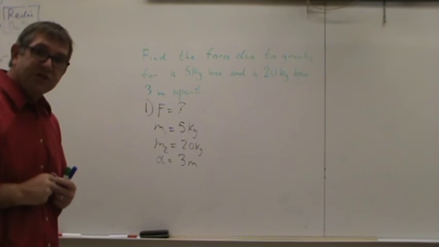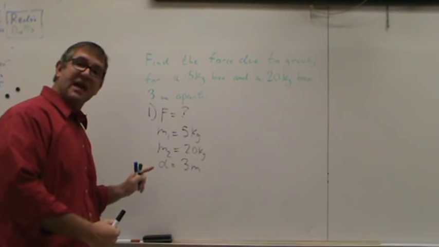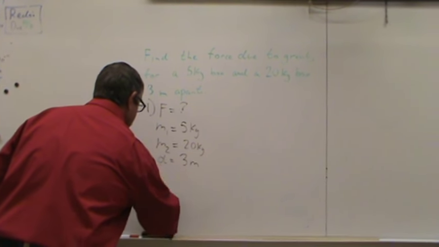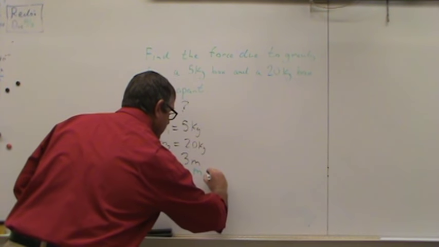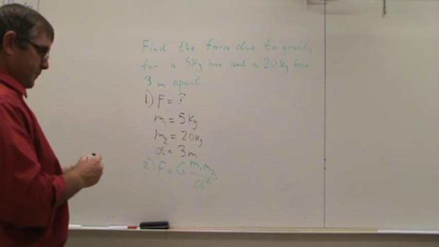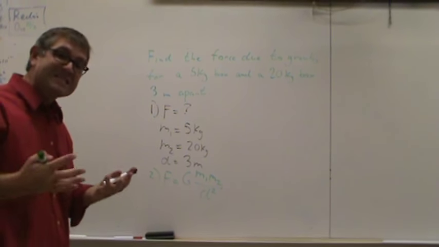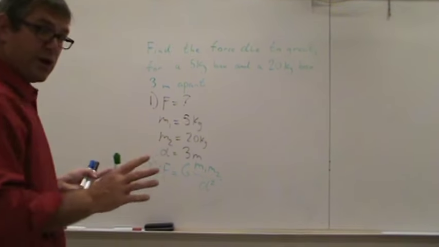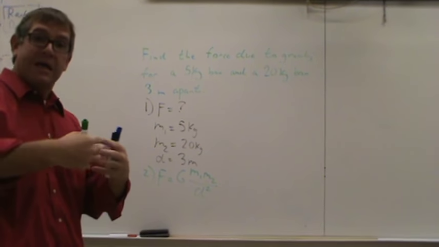Now going to our equation, the equation that relates the force between two objects, the mass of one, the mass of the second, and the distance between them, is force equals G times m1 times m2, all divided by distance squared. Now G is a universal gravitational constant. The value for G is 6.67 times 10 to the negative 11. And the units are really goofy. They are a Newton times a meter squared, all divided by a kilogram squared.